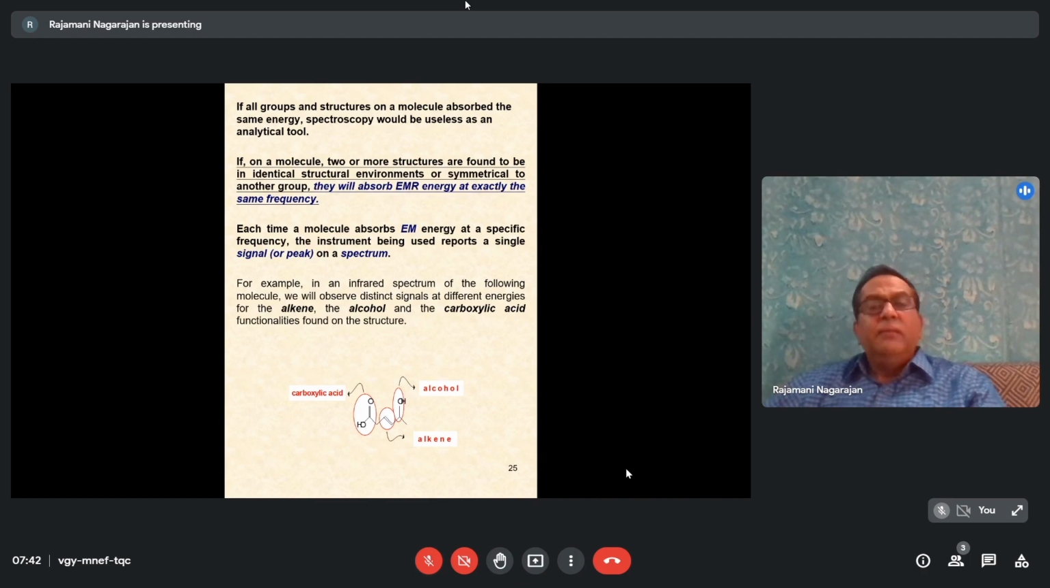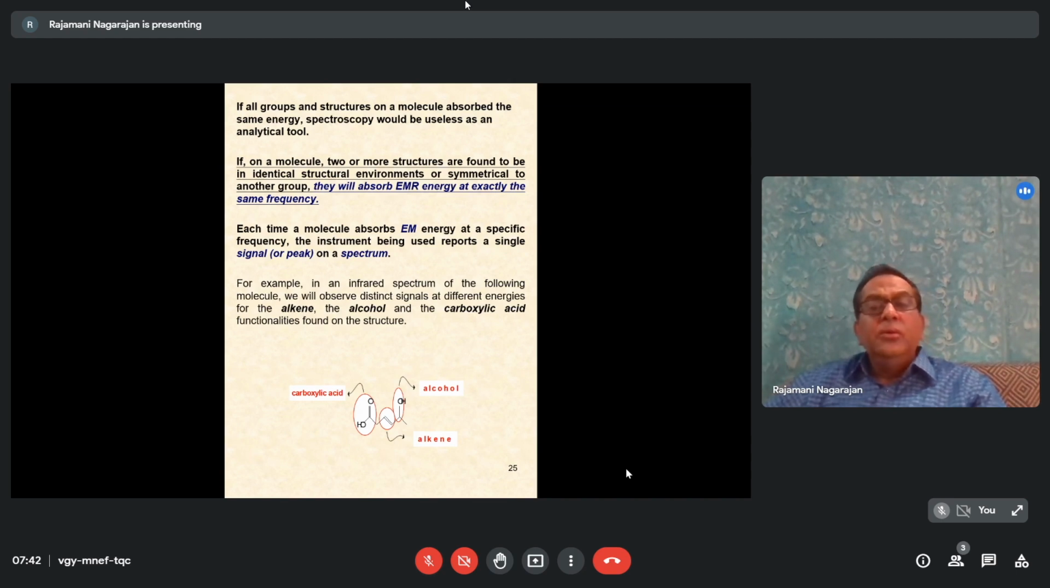For example, let us take the infrared spectrum of the following molecule. We will observe distinct signals at different energies for the alkene. Alkene is a C double bond C. The alcohol, C-OH, OH is the alcohol, and the carboxylic acid functionality is found on the structure.